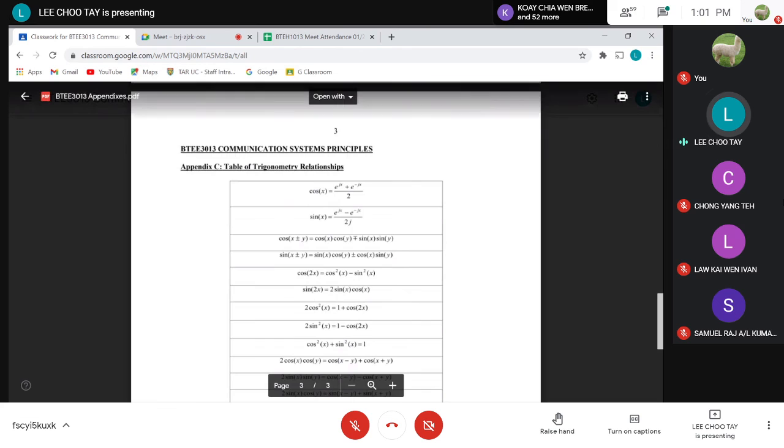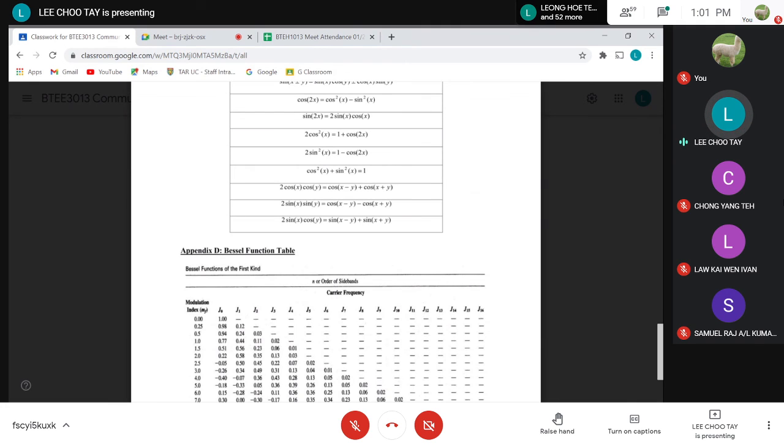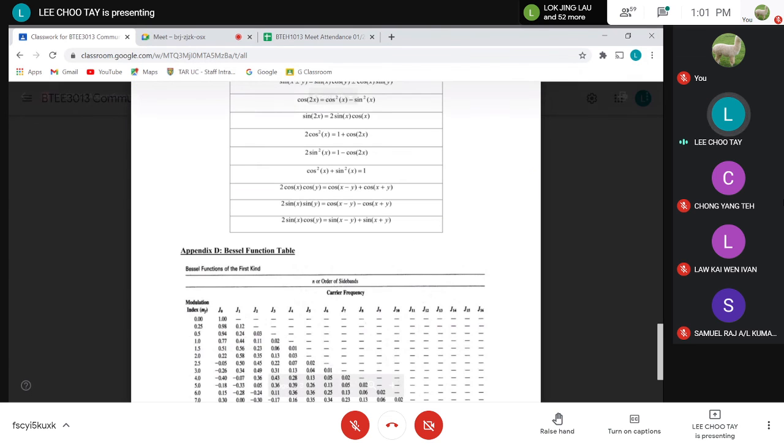Appendix C contains the table of trigonometry relationships. If you cannot remember the identity from your maths, you can always make use of this table. These are the equations that we're going to use in this course. The one that I mentioned just now is this: 2 cos x cos y is here. For a sinusoidal signal, you get cos of x minus y and cos of x plus y. You have two terms here. As far as the signal is sinusoidal, you always have terms of x minus y and x plus y as a result.